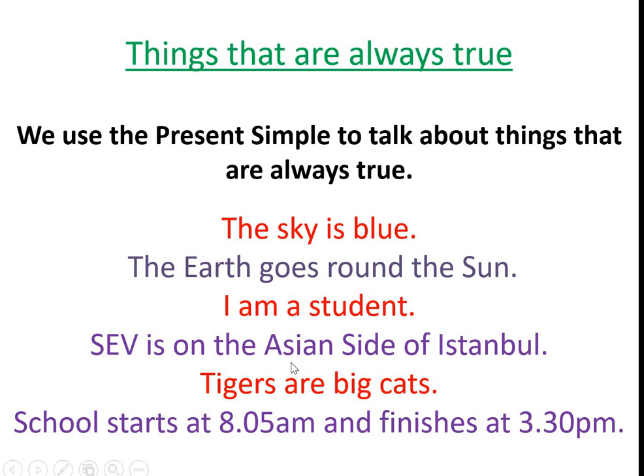SAV is on the Asian side of Istanbul. So here is, because it is a place in singular. Tigers are tigers. We put here tigers. The S here is plural. So tigers, plural. Because of that, we use are. Are here is the main verb. It's not a helping verb. School starts. School is a singular subject, so we put S at 8:05 a.m. and finishes also here. Why do we put ES? Because the verb here ends with SH.